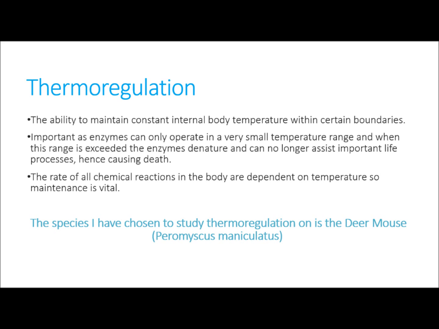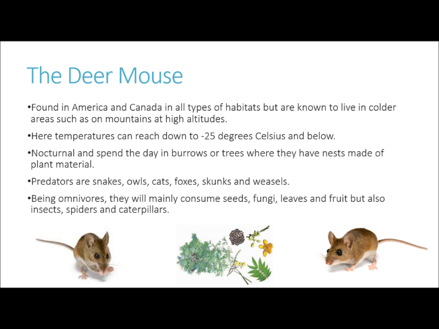The species I have chosen to study homeostasis on is the deer mouse. Deer mice are found in America and Canada in all types of habitats, but are known to live in colder areas such as on mountains at high altitudes. Here temperatures can reach down to -25 degrees Celsius and below.